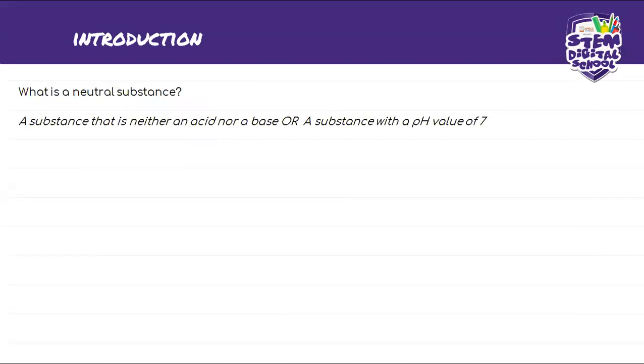Now, just a simple introduction. What is a neutral substance? You remember we have an acid, we have a base, we have a neutral substance. A neutral substance is neither an acid nor a base, or simply said, a substance with a pH value of what? 7, if you look at it from the pH scale.